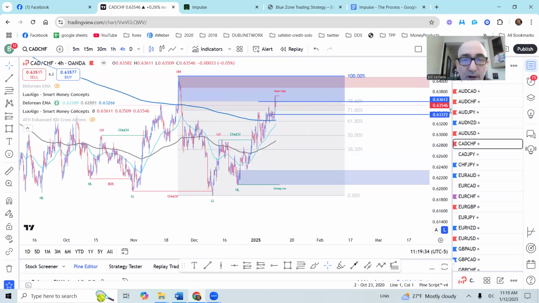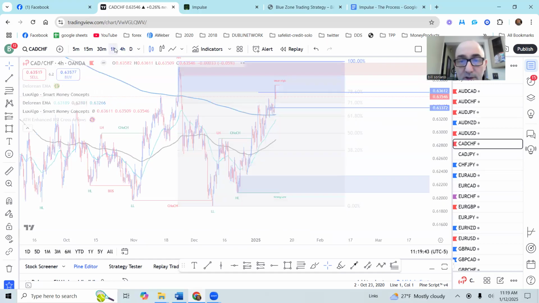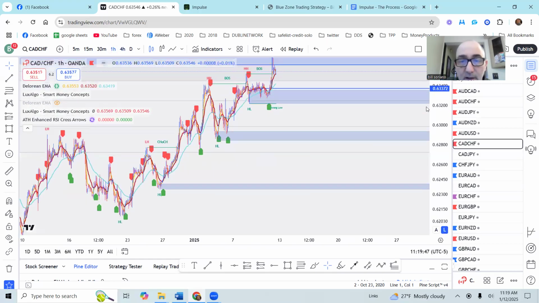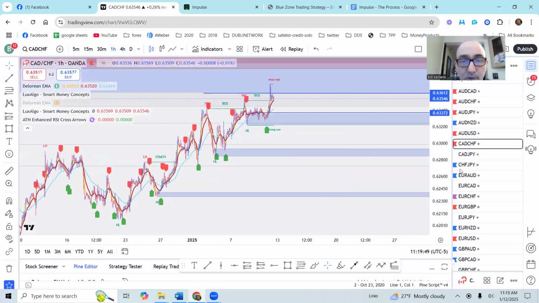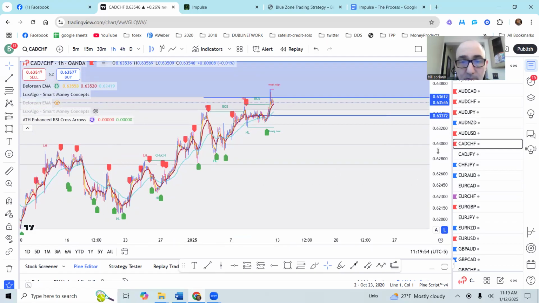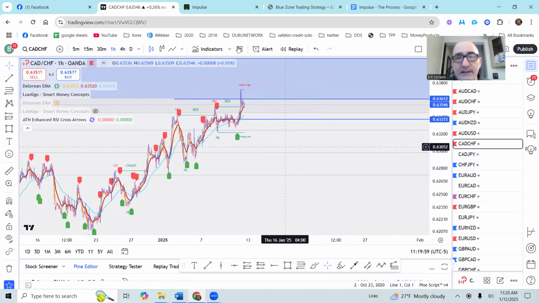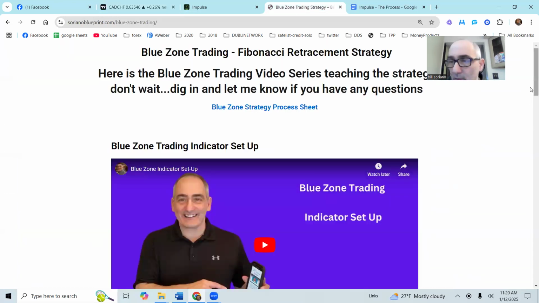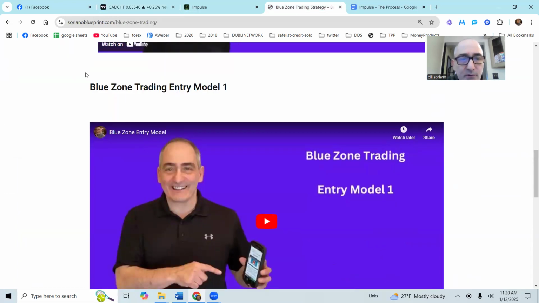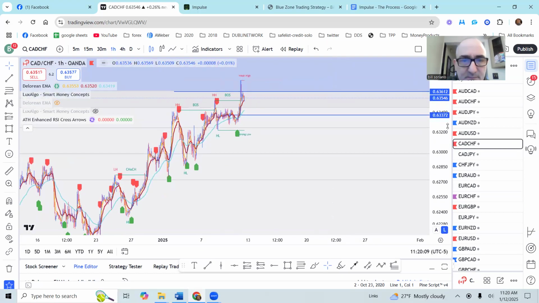So now we wait for price to come back to our blue zone, then we drop down to the 1-hour. You can see price came back to the blue zone. Looks like it was Friday about 1 p.m., so we dropped down to the 1-hour chart. And now we just have to wait for our entry model to tell us there could be an opportunity to take the trade. That would be a sell shift, and I go over that in this video right here, blue zone trading entry model 1, if you haven't watched that. We would wait for a sell shift since this is bearish.